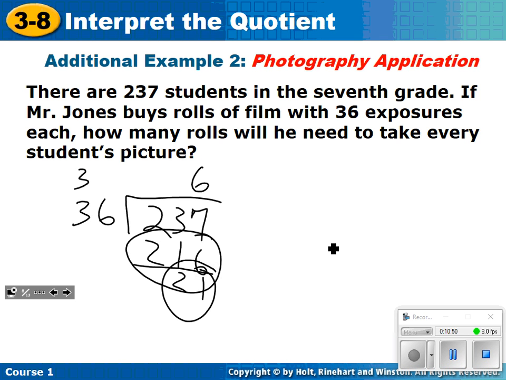Okay? So how many rolls of film will he need? He will need to buy 7 rolls of film. Okay? So these are the kind of problems where you have to understand what your answer means. And you have to understand, do I need to go up 1 or do I need to go down 1? Do I need to stay the same? Those are the questions you need to ask yourself when answering these questions.